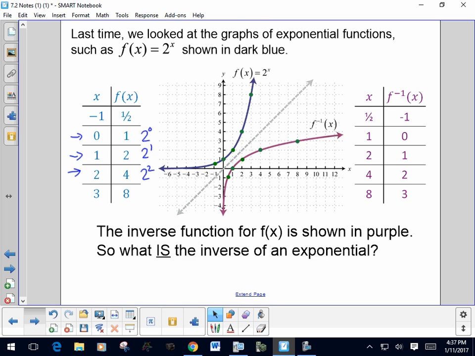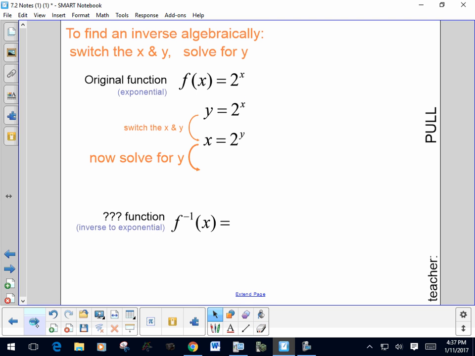If you think back to Unit 1, which you may or may not remember very well, if we wanted to find the inverse of a function algebraically, one of the procedures we could use would be to switch the x and y and solve for y. So let's try that to find our inverse. Our original function is f of x equals 2 to the x power. We could rewrite that so that f of x becomes y. So we have y equals 2 to the x power.